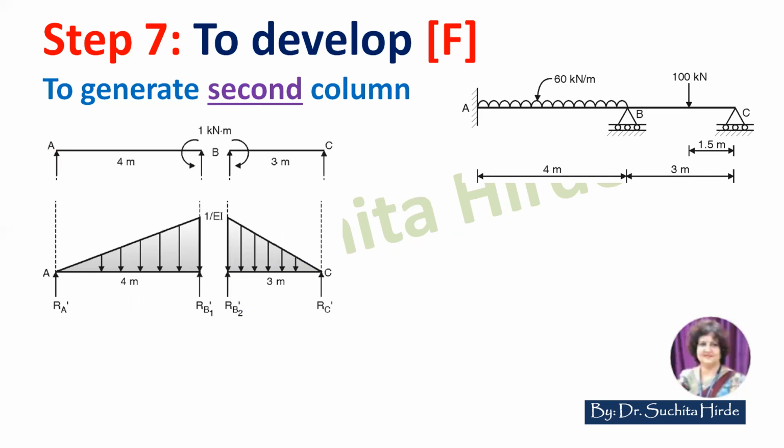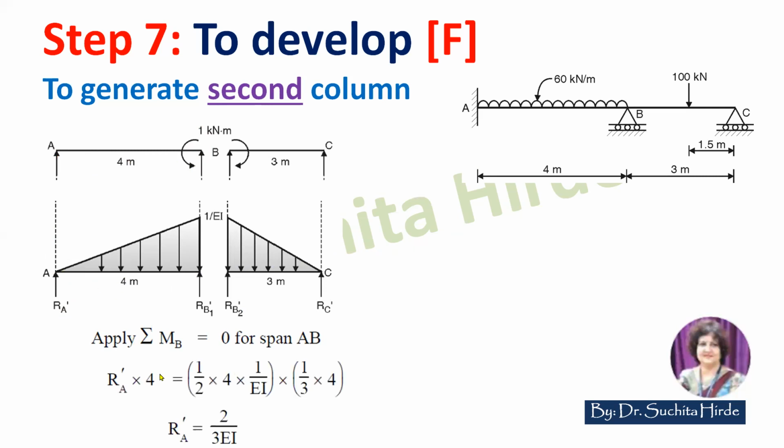So F12 means displacement at 1 due to unit rotation at 2. And displacement means theta. And theta corresponds to shear force in the conjugate beam, and therefore F12 is RA dash. So similarly, taking moment about B equal to 0 for span AB, we can calculate RA dash as 2/3 of EI. And therefore F12 is equal to 2/3 of EI.